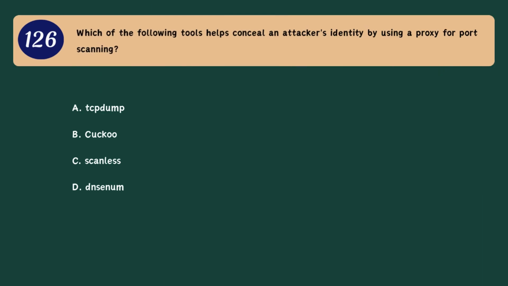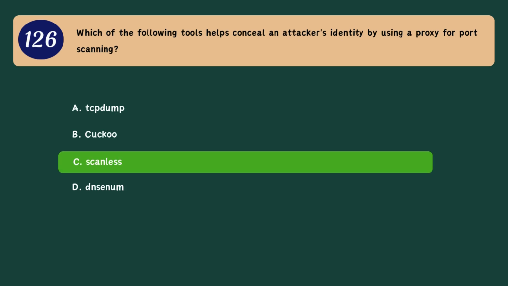Question 126. Which of the following tools helps conceal an attacker's identity by using a proxy for port scanning? A. TCP dump. B. Cuckoo. C. Scanless. D. Dnsenum. Correct answer. C. Scanless.